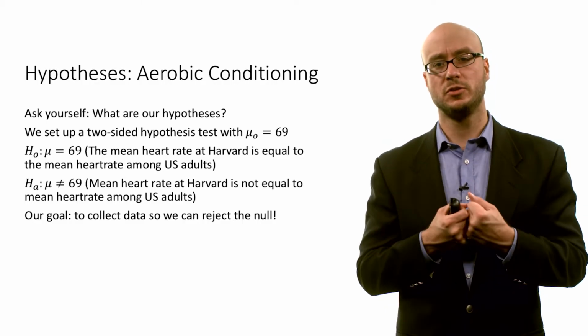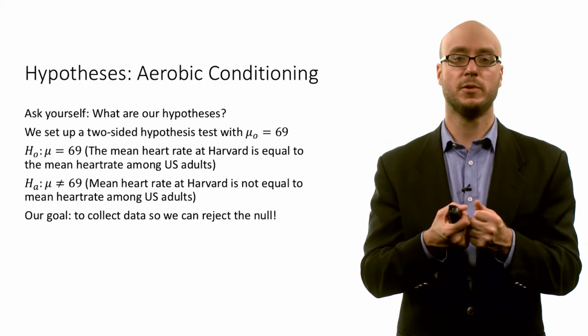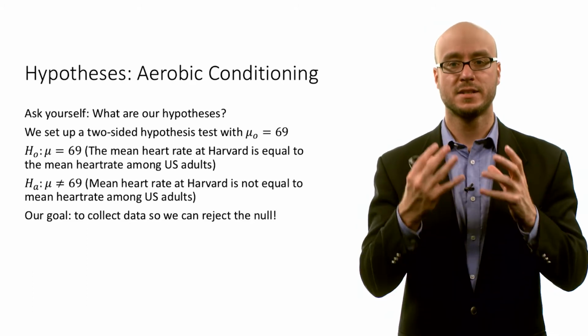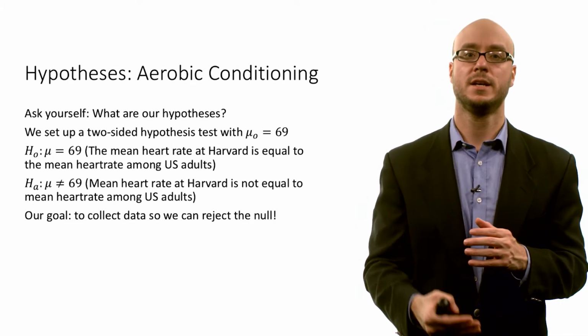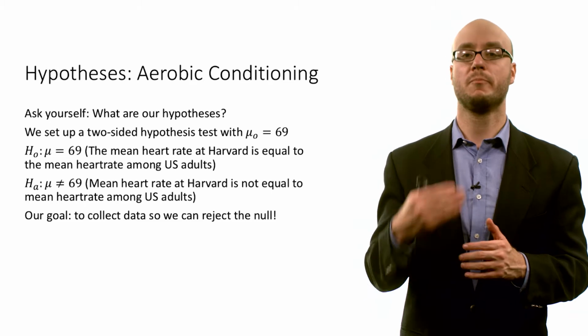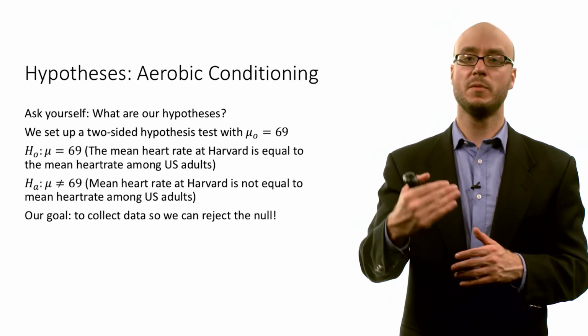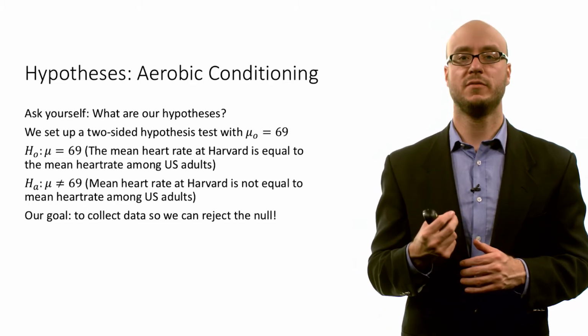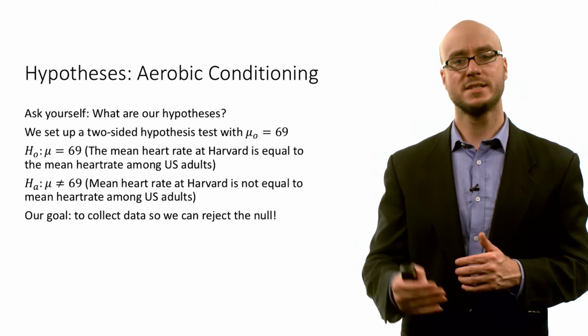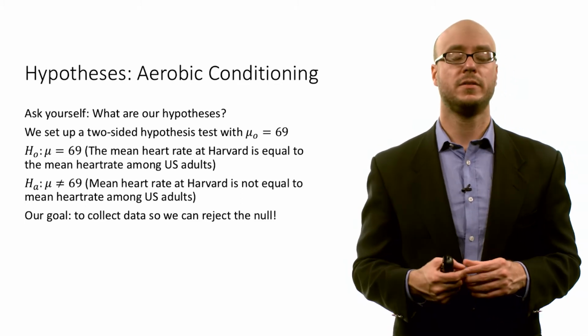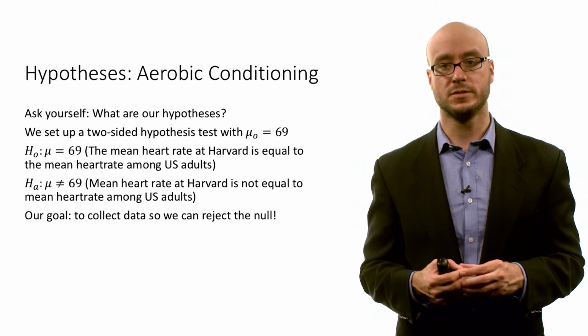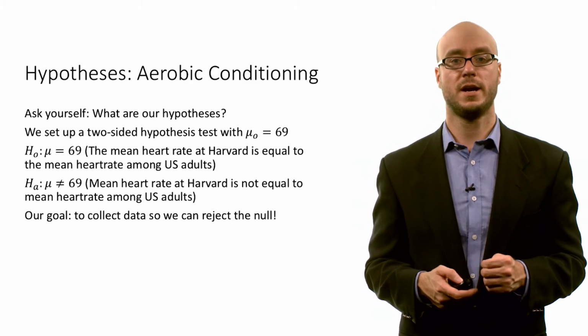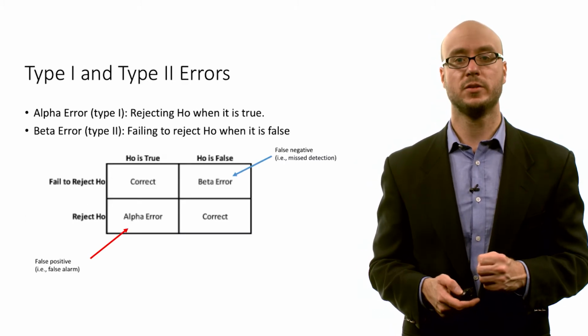Then we collect this data based on STATE100 students to test this claim about the population. This is the basic setup for hypothesis testing. Somebody makes a claim about a population, you gather a set of data, and you test that claim. We're testing the claim whether or not the population mean of Harvard students is 69 beats per minute or not. So we're going to see if we can reject that null or not.